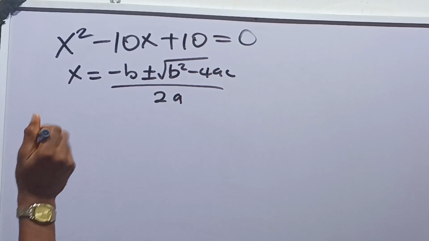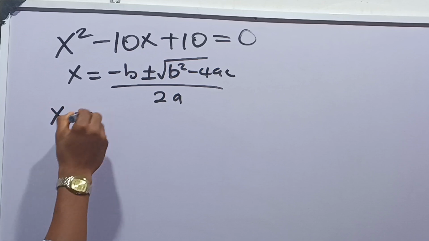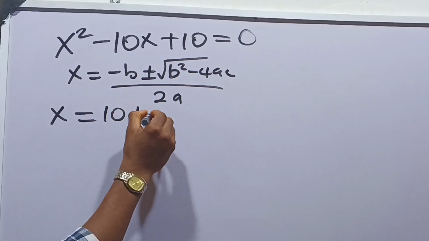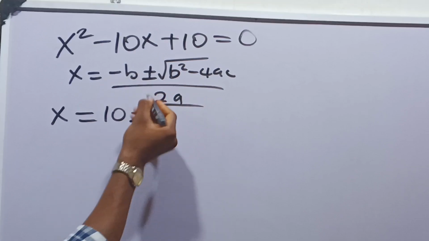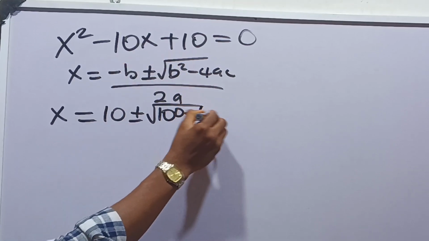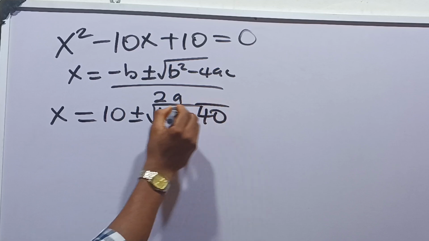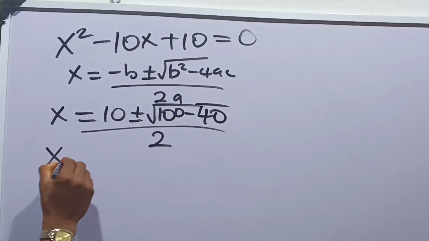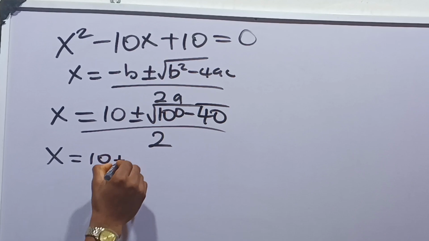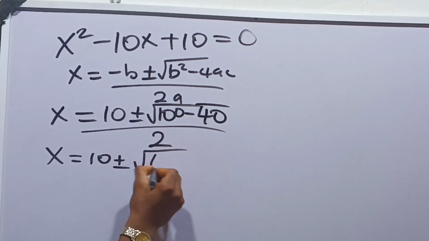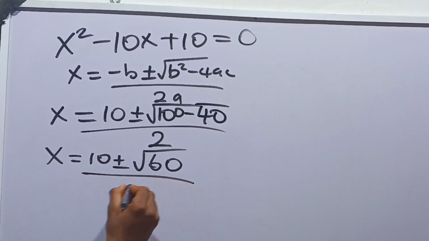So we have that x will become equal to minus minus 10, which is plus 10, plus or minus the square root of minus 10 squared, which is 100, minus 4 times 10 times 1, which is 40, all over 2a, which is 2 times 1, which is 2. Now x will become equal to 10 plus or minus the square root of 100 minus 40, which is 60, all over 2.